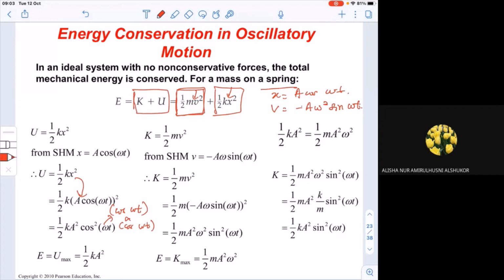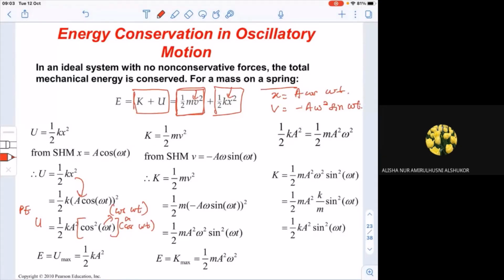Okay, so that will be the value of potential energy. U, potential energy, also known as PE, is half k A square cos square omega t. On the radian mode part, which is at the back of this part, you can also use that value in radian because it contains cos square omega t.